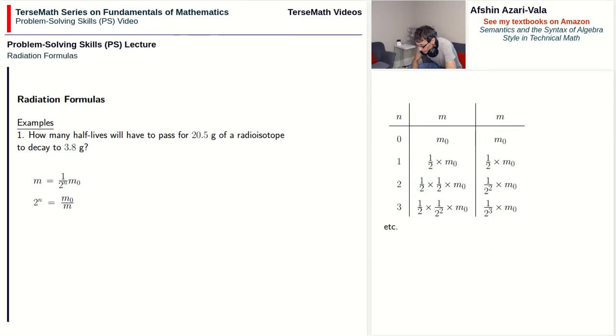Now, we have seen this rearrangement many times, and so I will just let you go through the logic. Replace m0 and m with the given values. 20.5 is what you start with, that's m0. 3.8 is what you are left with, that's m. Perform the division. And by now you should know how to work this out on the calculator. And you should end up with 2.4 half-lives.